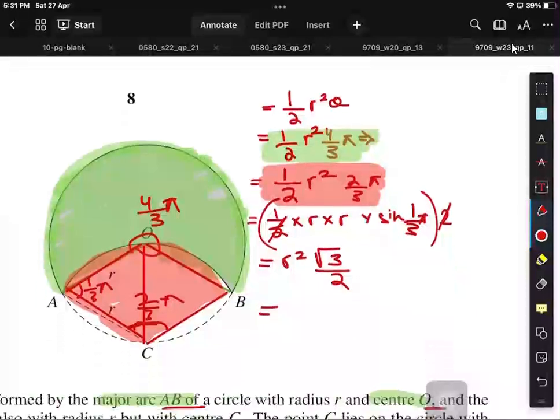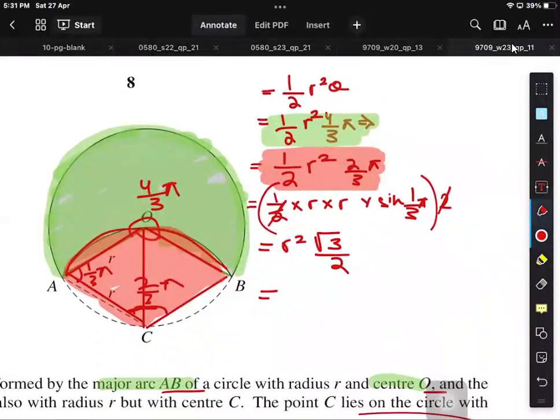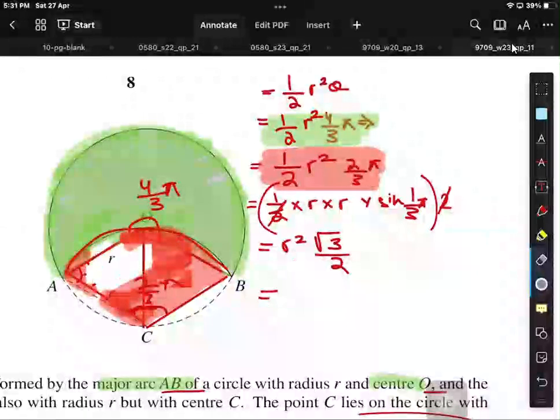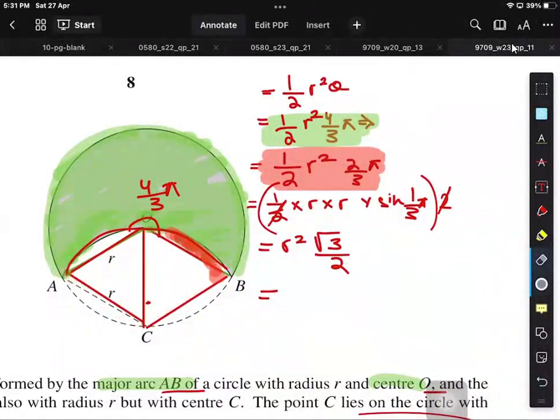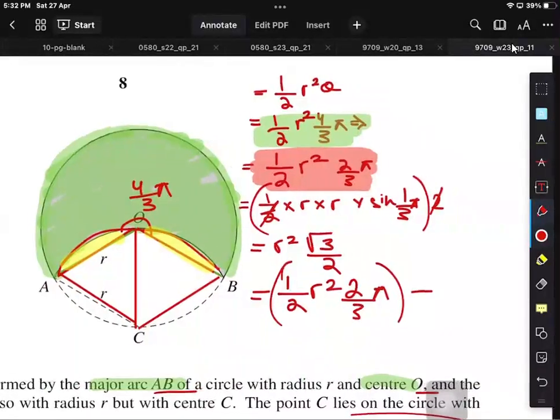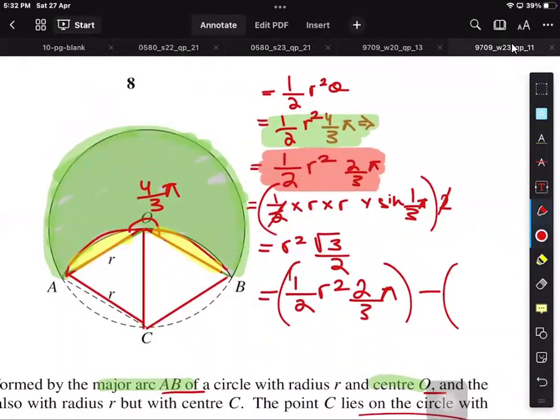So what we have to do now is, if I have this whole area of the sector, right? And if I subtract the area of the triangle, I would only be left with the area of these two regions. So I have to calculate the area of these two little regions here, and I can do that by subtracting the area of these two triangles from the area of the whole sector. I know that the area of the whole sector is half R squared 2 over 3 pi, and then I can subtract the area of the triangles, which is under root 3 over 2 R squared.